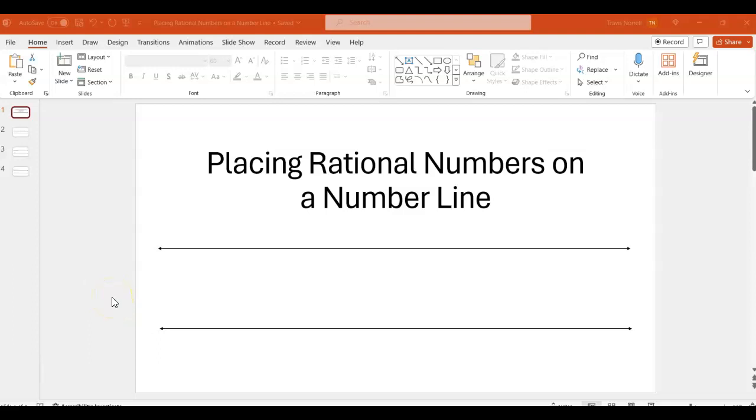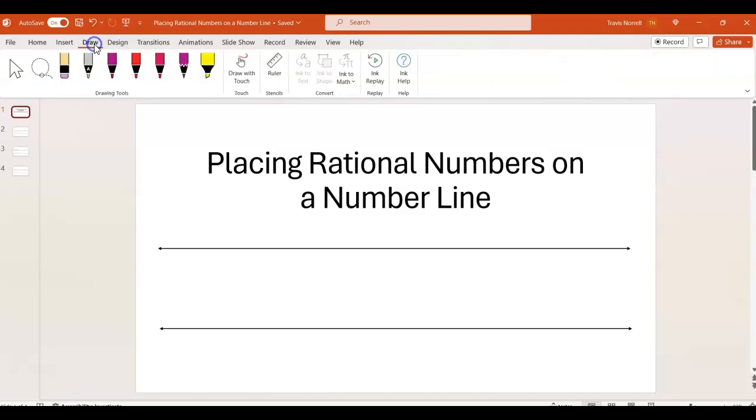Hi there, this is Susan Norrell, and I'm going to be talking about how to place rational numbers on a number line. So one of the things I want you to remember when we're talking about placing numbers on a number line is I want you to think about the numbers between 0 and 1 whole. Let's start with just 0 and 1 whole. So we can think about numbers between 0 and 1 whole pretty easily. We know that halfway between 0 and 1 would be 1/2.